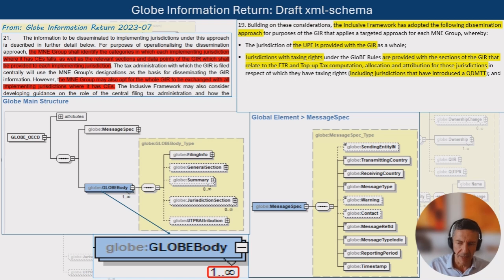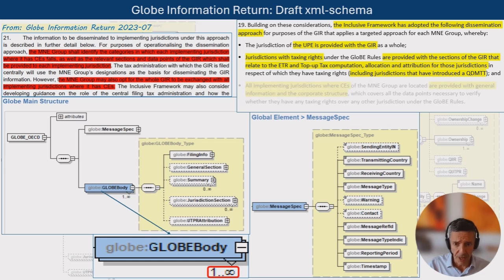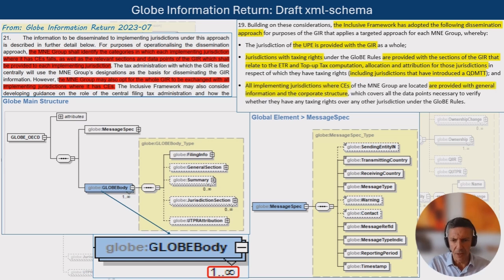But I think what it actually means is when you talk to these jurisdictions that are entitled to top-up taxes, etc., you need to include there all the countries where you don't give them any income, because those countries fall out under a QDMTT regime. And then the final one is all implement jurisdictions where constituent entities are provided with general information and the corporate structure. So apparently they don't get a lot more numbers, although I do think they will get your GloBE income summary. We will have a look at that in a moment.